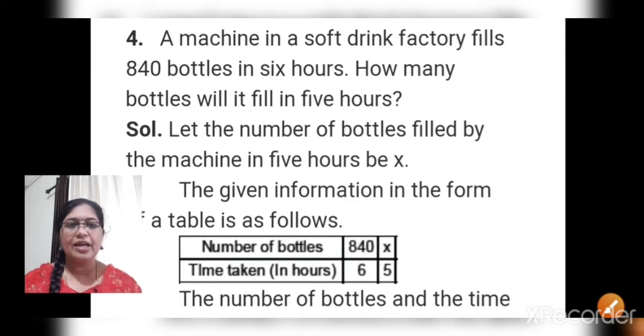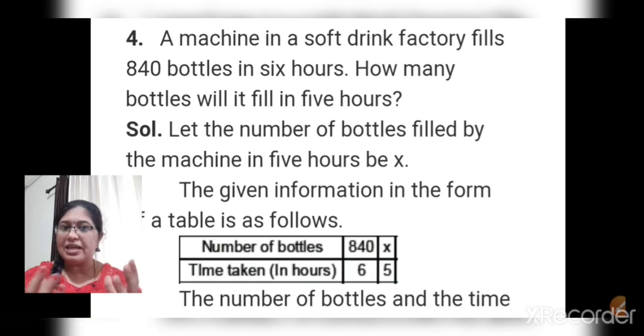Children, now let us see question number 4. A machine in a soft drink factory fills 840 bottles in 6 hours. In 6 hours, the machine is able to fill 840 bottles of soft drink. How many bottles will be filled in 5 hours? So, how many bottles can be filled in 5 hours is the question.